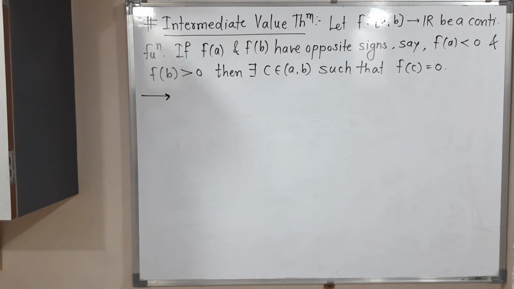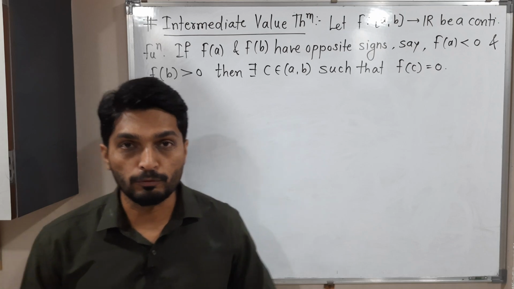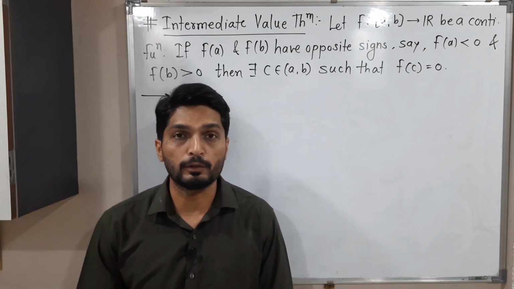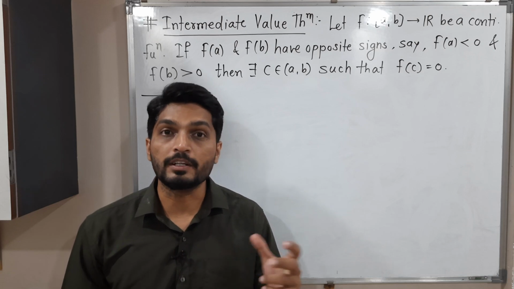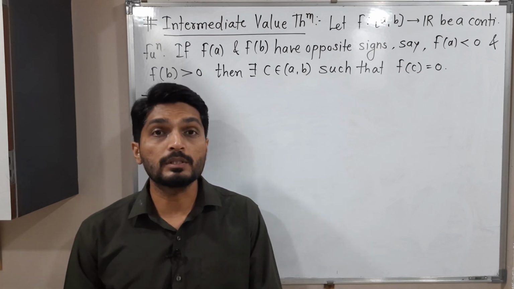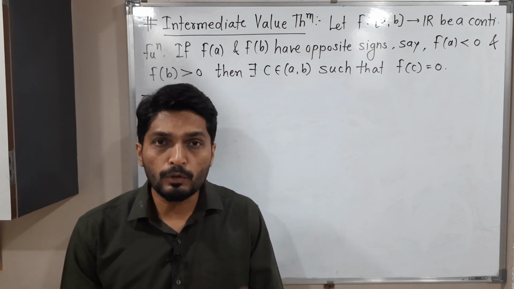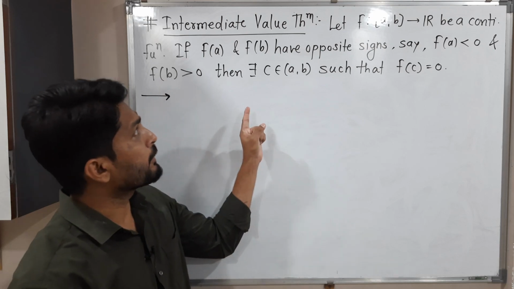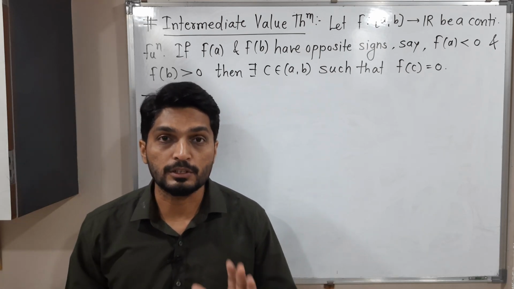Hi everyone. In this video we are going to discuss the intermediate value theorem and its proof. This is a statement of the intermediate value theorem, but in some books some authors give a different statement. Both of them have the same meaning. Both statements are parallel. The book which I am following gives this statement, so I have written the same, and we are going to discuss its proof.